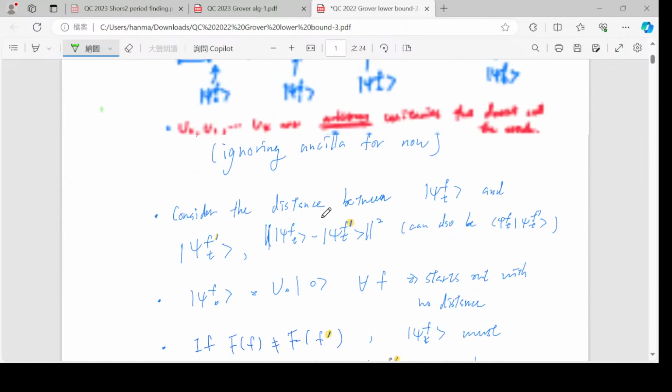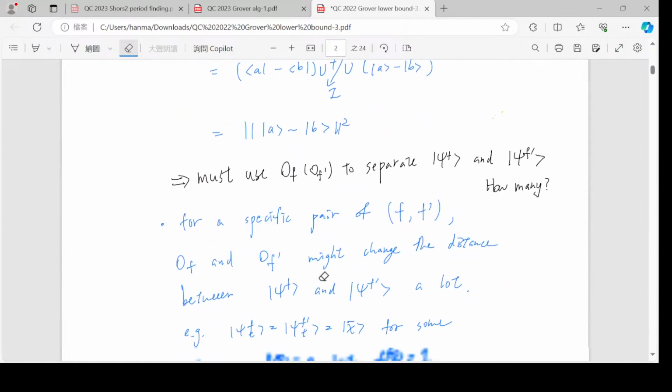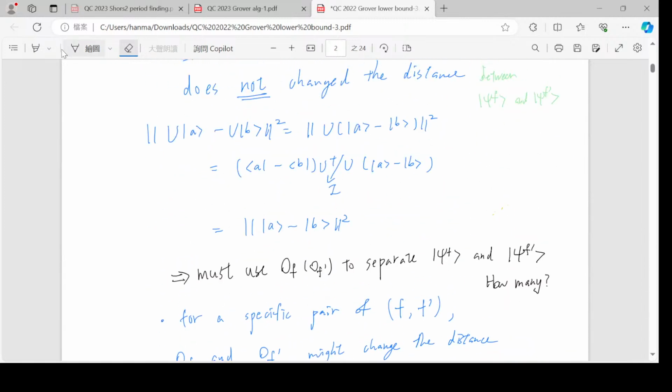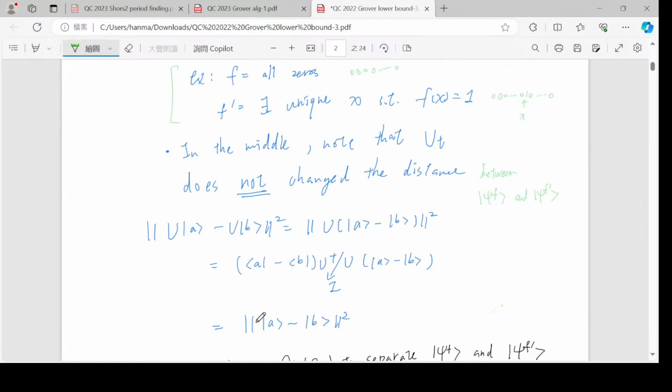To make this sensible, first you notice that those U's don't change the distance, because U doesn't depend on f. When you apply U, this one gets a U here and this one gets a U here, and the distance, non-squared, just doesn't change. I think we have the calculation here. So basically, unitaries preserve distance. If you just apply U on both psi_f and psi_f', the distance doesn't change.